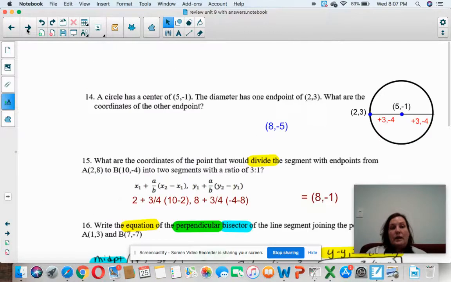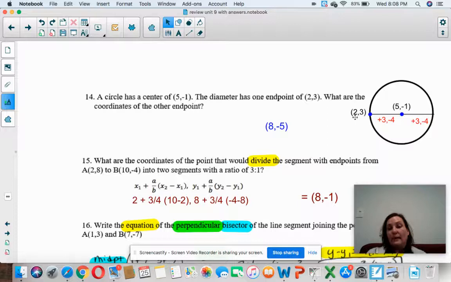Okay. Next page, number 14. That's another one that was similar to where I give you the midpoint and you have to find the other endpoint. So a circle has a center of 5, -1. The diameter has one endpoint of 2, 3, and I'm trying to find the coordinates of this other endpoint. So what I did is I said, all right, if this is the midpoint, however far away it is from 2, 3, it's going to be the same distance away from that other endpoint.